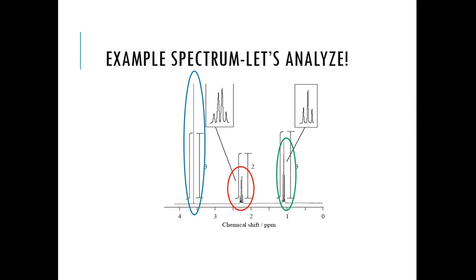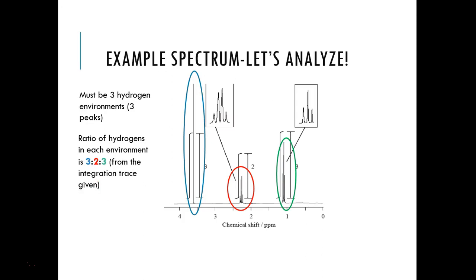We have 1, 2, 3 different peaks. Okay, so we know that there must be 3 hydrogen environments since there's 3 peaks. The ratio of hydrogens in each environment is 3 to 2 to 3, and we get that from the integration trace that's provided for us.